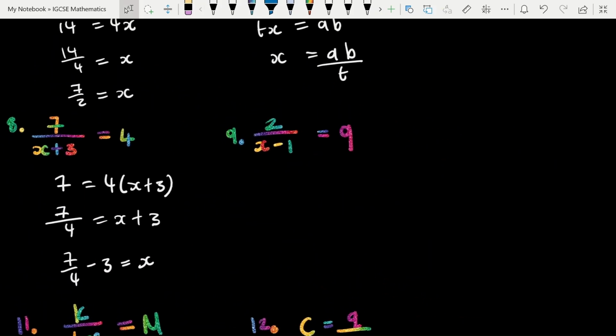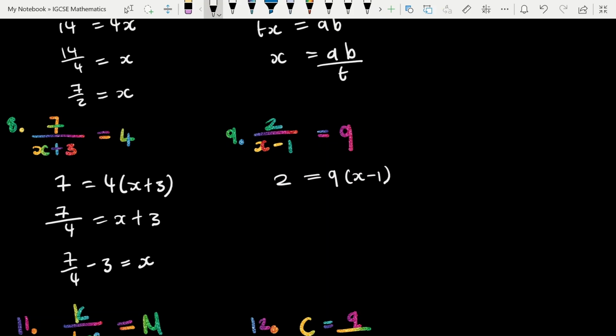Let's go to number 9. 2 over x minus 1 is equal to 9. Okay, so I see I have a fraction. What do I have to do? I have to break the fraction by taking the denominator to the other side. So 2 is equal to 9 multiplying x minus 1. Then I now make x the subject. How do I do it?